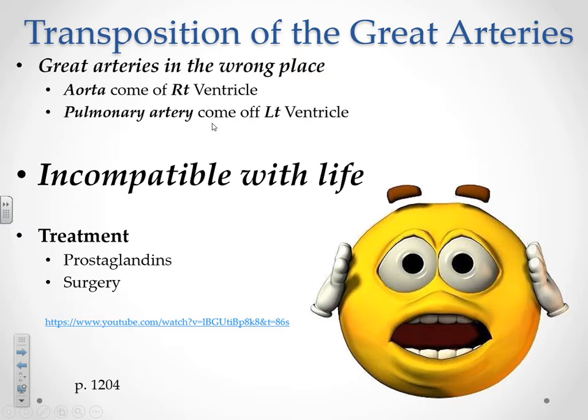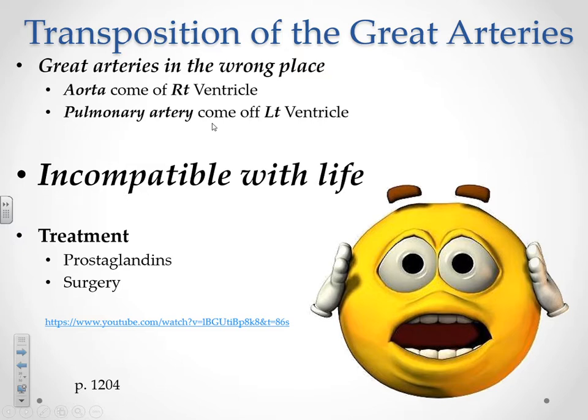Transposition of the great arteries. We used to call it transposition of the great vessels, so I may call it that, but it's the same thing. Where is your aorta supposed to come off of? The left ventricle. Where is your pulmonary artery supposed to come off of? The right. So in this particular situation, your aorta comes off of your right ventricle and your pulmonary artery comes off of your left ventricle.